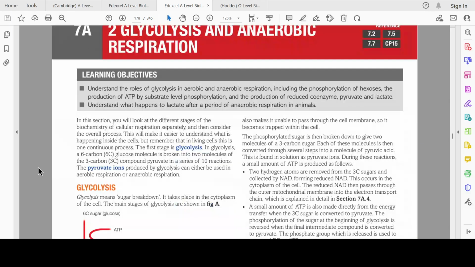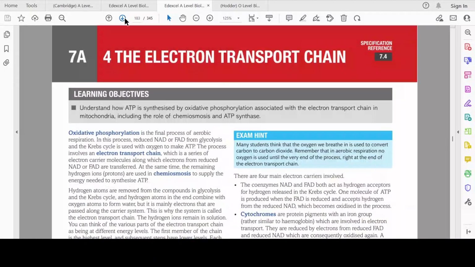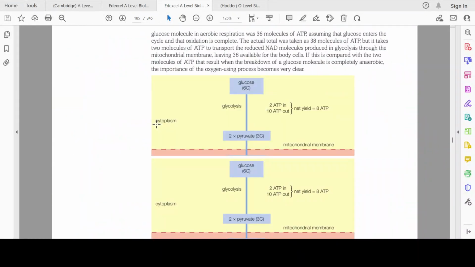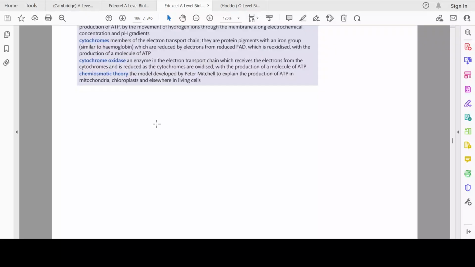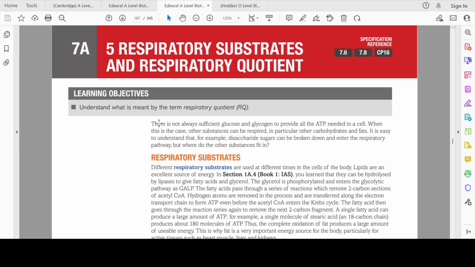The next time we will move on to the next chapter, just a minute, 7A5, I believe. Yes. So the next time we'll be moving on to chapter 7A5, where we'll be talking about respiratory substrates.